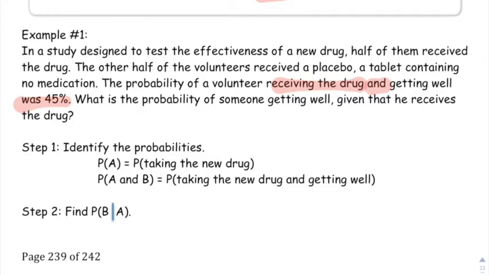So what we need to do, I guess I already kind of listed it out here: the probability of taking the drug, and then we need to figure out the probability of taking the drug and getting well. So we just said that was 45%. As far as taking the drug, it said half of them took the drug and half of them didn't. So we'll say 50% for the half that did take the drug.